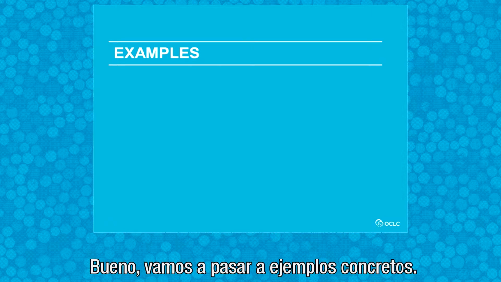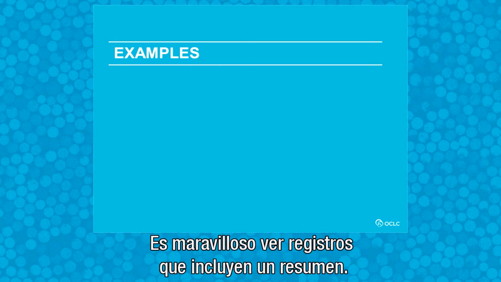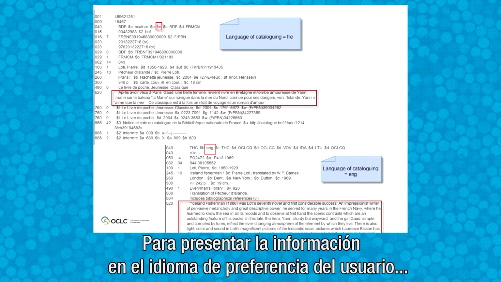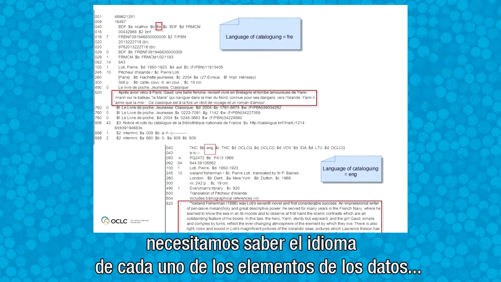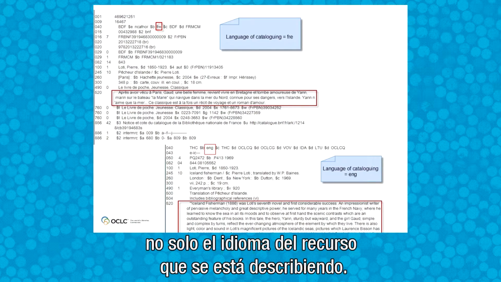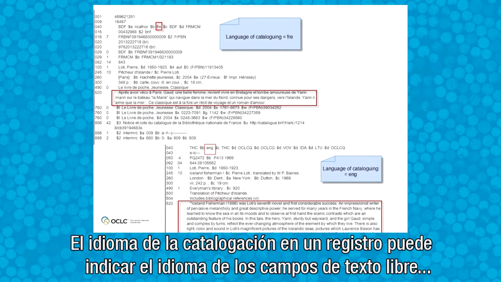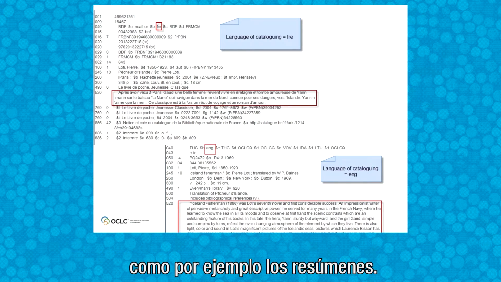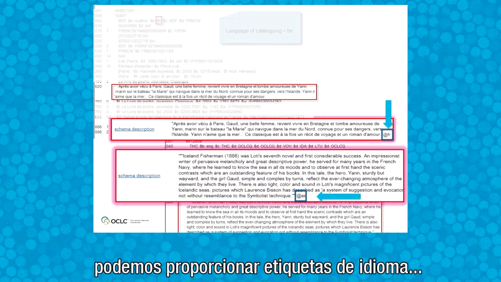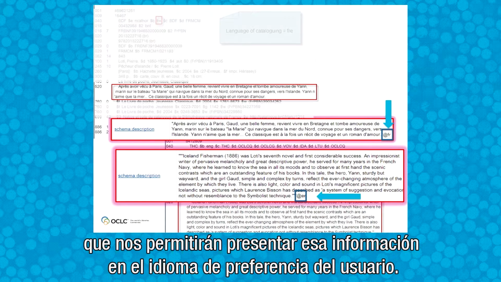So let's go to some very concrete examples. It's lovely to see records that include a summary. To present information in the preferred language of the user, we need to know the language of the individual data elements, not just the language of the resource being described. The language of cataloging in a record can indicate the language of the free text fields, such as summaries. So when we transform these summary text strings into RDF, we can provide language tags, allowing us to present information in the preferred language and script of the user.